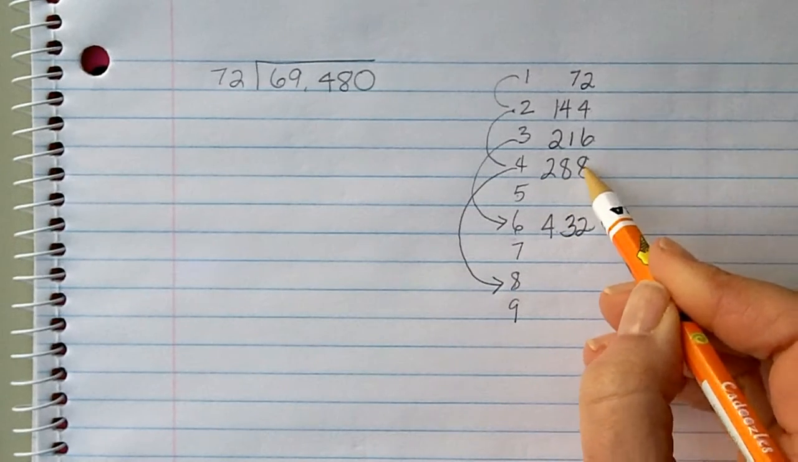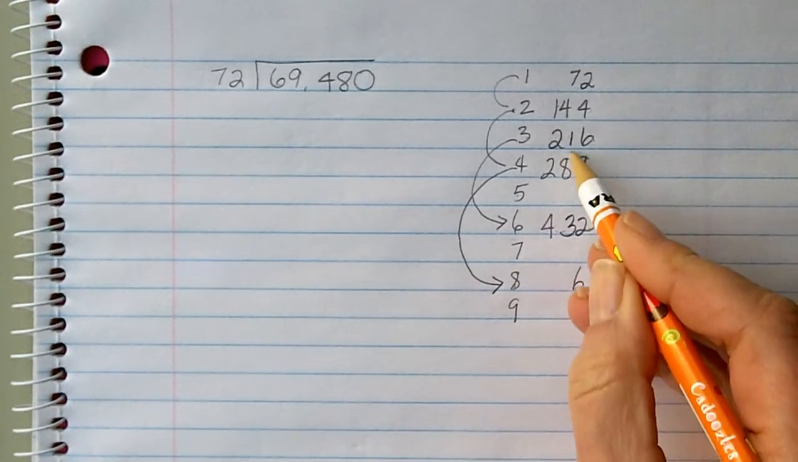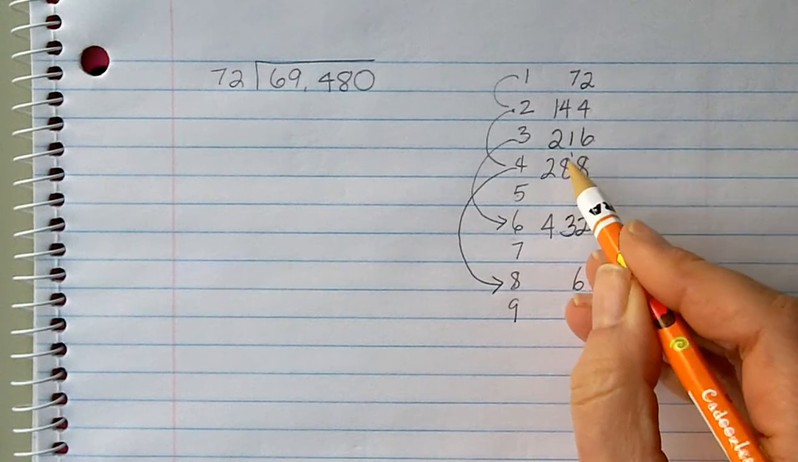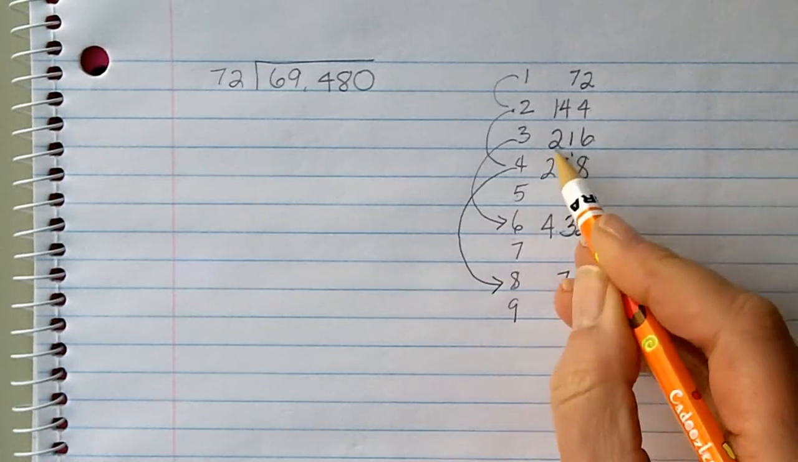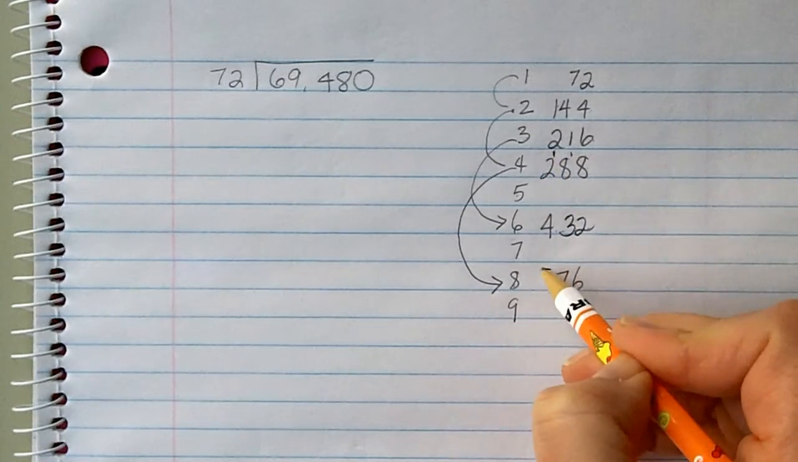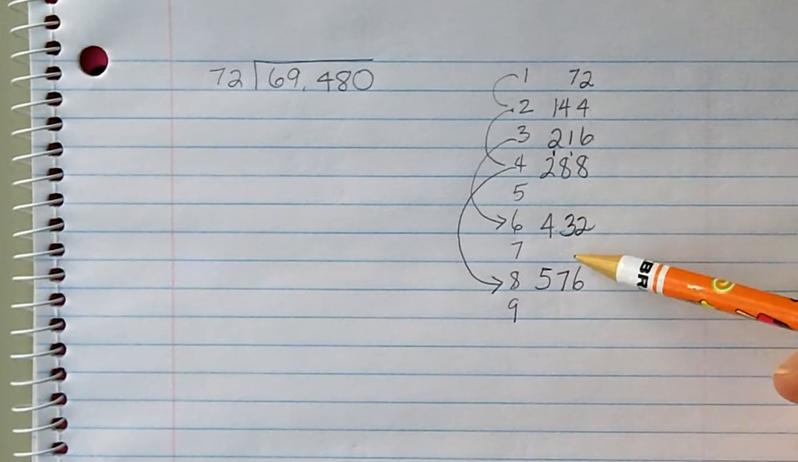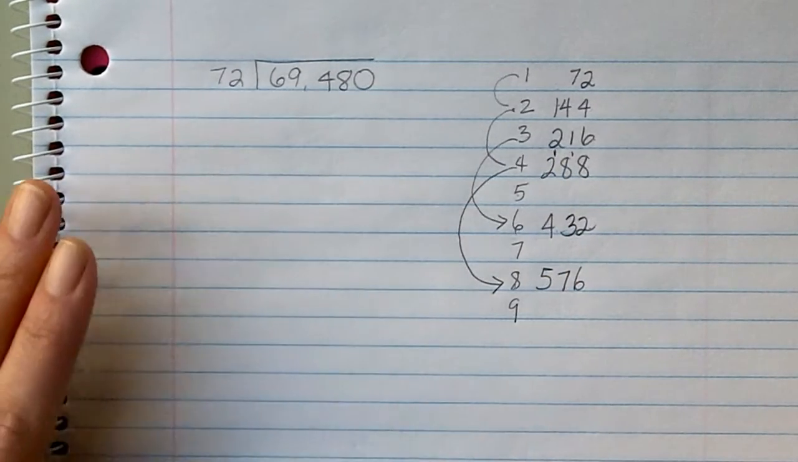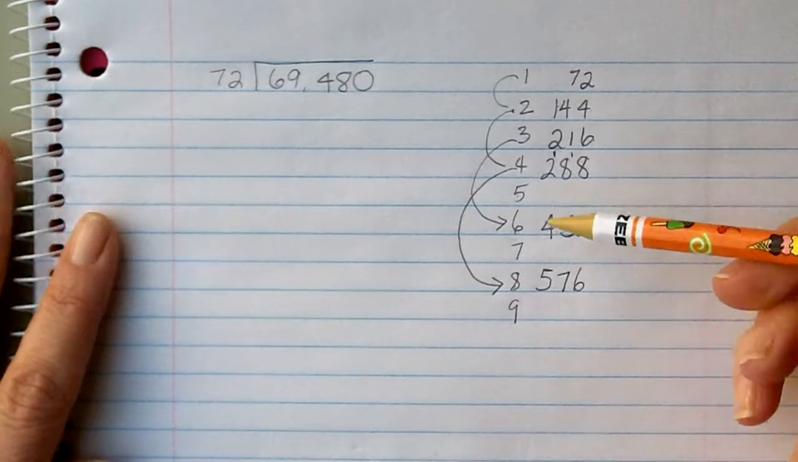8 times 2 is 16. Carry the 1. 8 times 2 is 16 plus 1 is 17. Carry the 1. 2 times 2 is 4 plus 1 is 5. So now we just have these 3 facts left to figure out, the multiple of 72 for 5, for 7, and for 9.